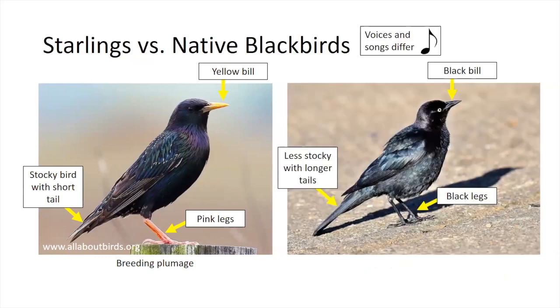If you want to try to tell the starlings from the natives, again, the leg and beak color are a really good way to do that. The natives have a black bill and black legs, and they generally have longer tails and are less stocky. And the voices are very different. The starling's is pretty scratchy, and they're mimics where they're able to learn the songs of other species and incorporate that into their own songs. Whereas the native blackbirds tend to have more simple vocalizations that are pretty fixed. They don't vary much across the region, and they generally have one song that they'll do over and over.